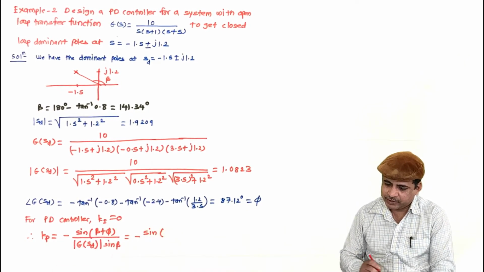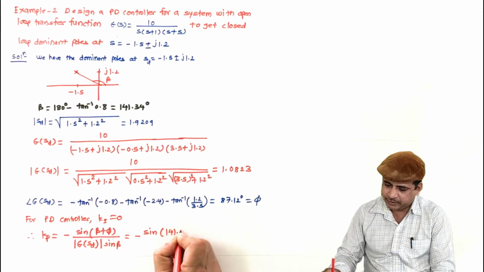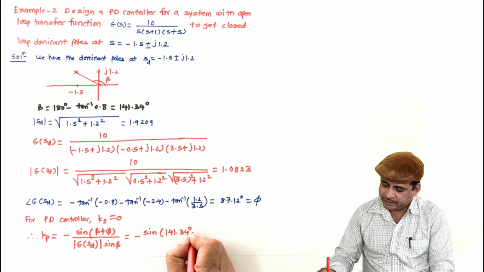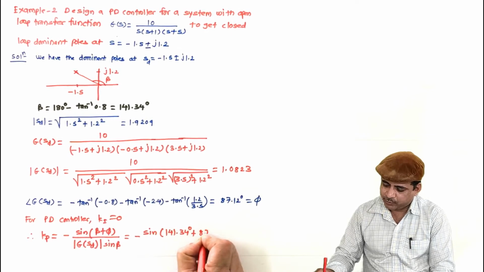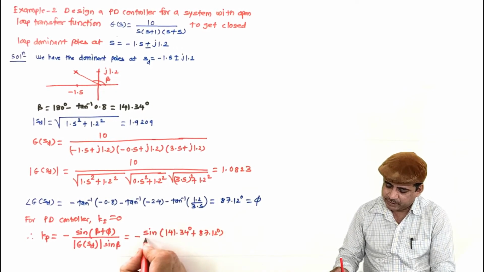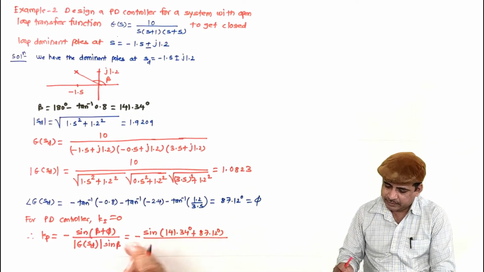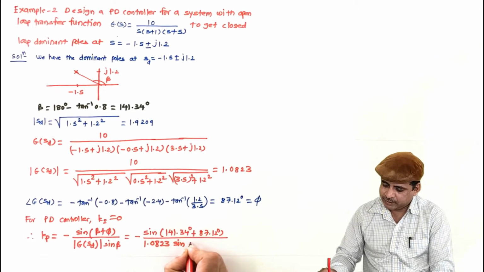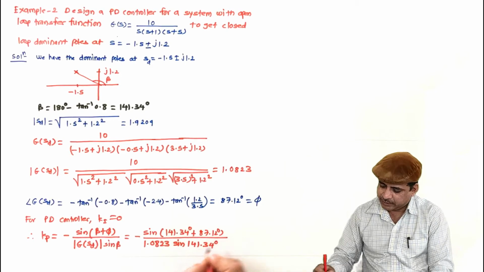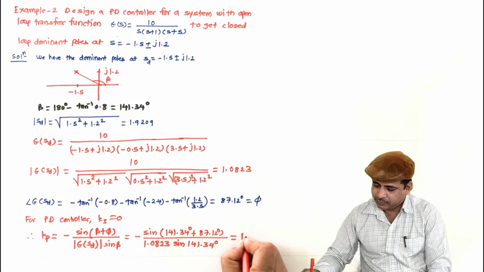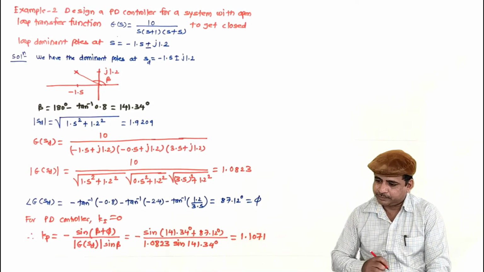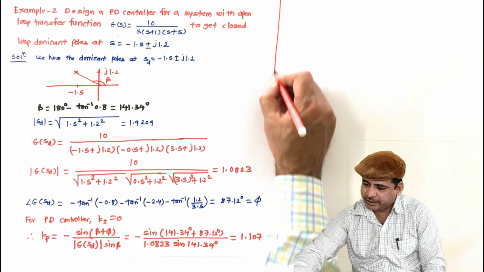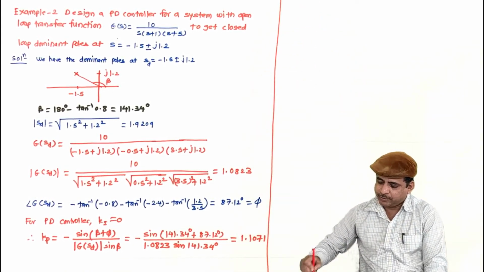So it's sine of, what is beta? 141.34 degree, phi is 87.12 degree, divided by mod of G Sd is 1.0823 into sine of 141.34, and upon solving we are getting this as 1.1071. Then next we have to find out Kd, and then the problem is over. Very simple.